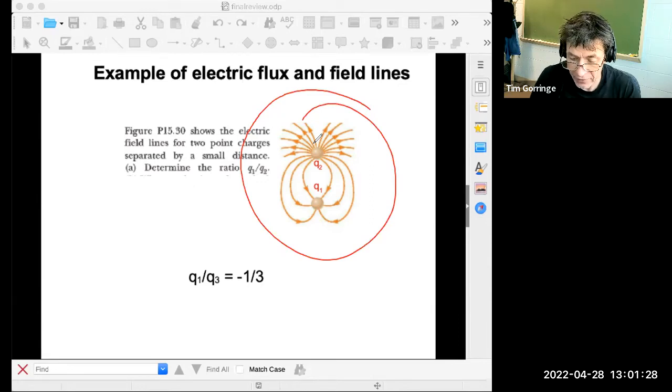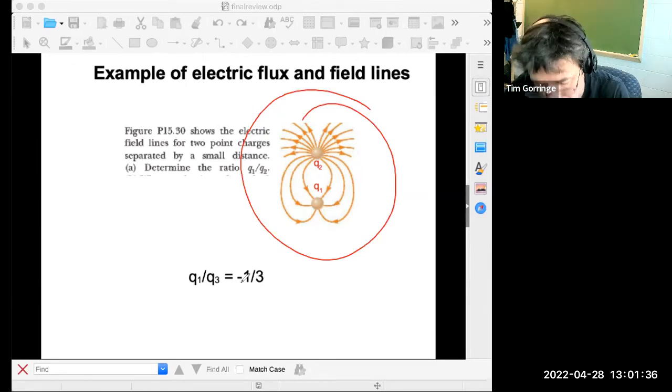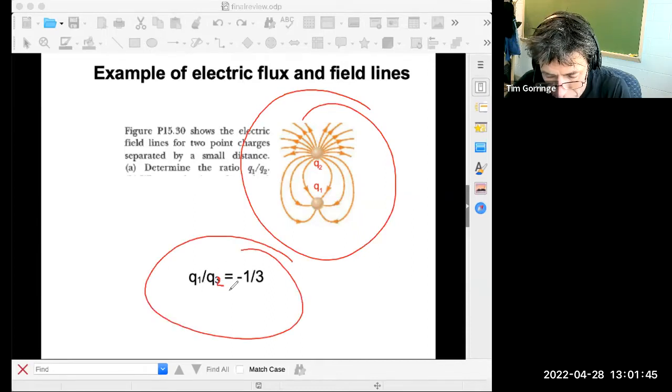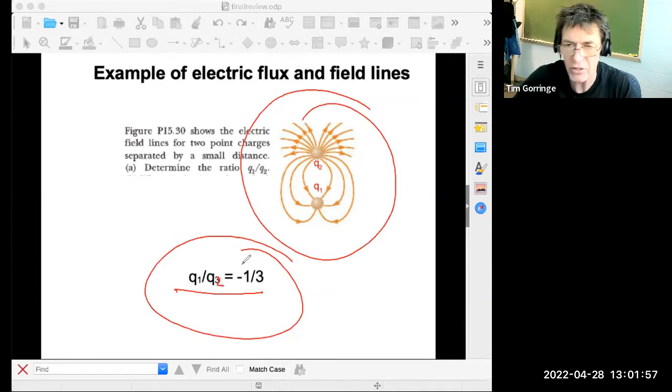And secondly, field lines are going into charge Q1, so it's negative. Field lines are coming out from charge Q2. It must be positive. And so they have opposite signs. And so that led me to the ratio here. This should be Q2. The ratio of Q1 to Q2 is minus 1/3. Q1 is in size 3 times smaller amount of charge than Q2. Q1 is negative. Q2 is positive. So the ratio is minus 1/3.